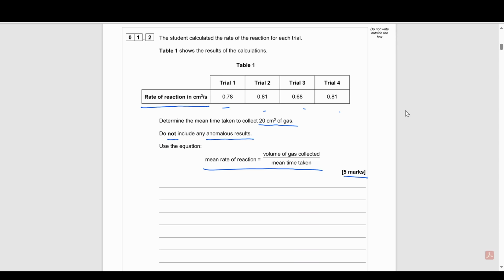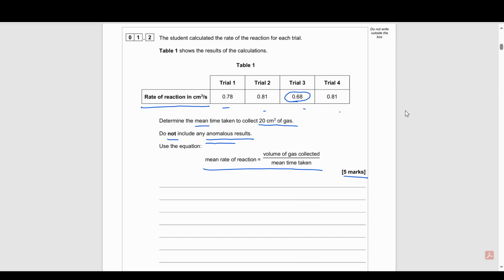So we have to calculate a mean. So you should be taking values and then dividing by how many there are. But it says to not include any anomalous results. So we've got to look through these data points and realize which one is anomalous. Remember that anomalous means not fitting the pattern, or odd one out. So we have 0.78, 0.81, 0.68, 0.81. So the one that's the odd one out in this sense would be 0.68, as it's further away from the other 3. So we would exclude that from our mean.